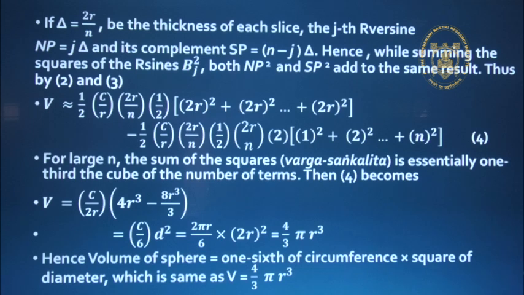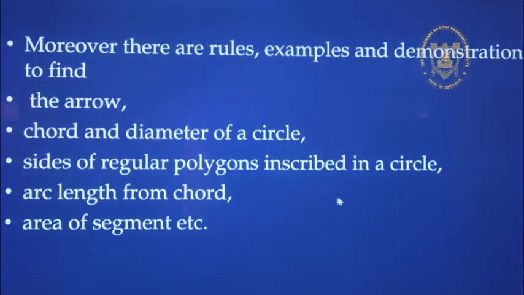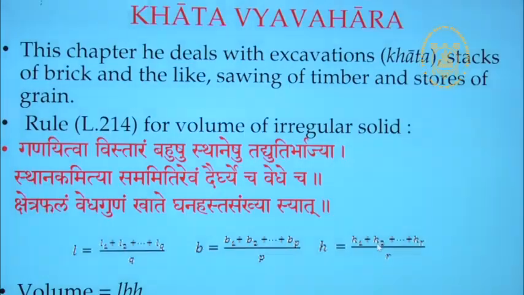You can see this in the Ganita Yuktibhasha translated by Professor Anna Sri Ram, Rama Subramanian and others. Because of time constraints, I have restricted myself. Moreover, there are rules, examples and demonstrations to find the shara, which is the height of the segment, the chord and diameter of the circle, the sides of regular polygons inscribed in the circle, starting from the three-sided regular polygon to the nine-sided polygon and also an n-sided polygon, the arc length from the chord, the area of the segment and so on.